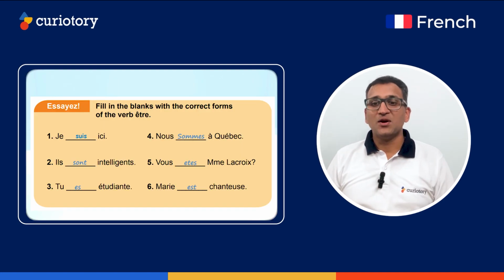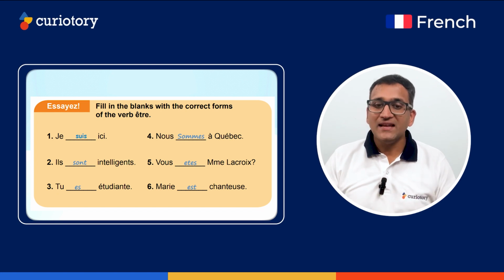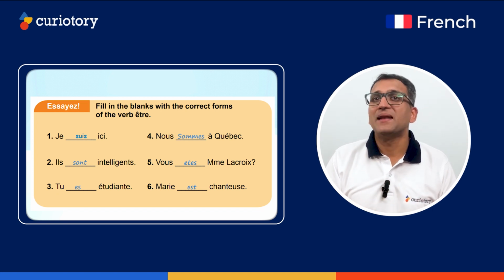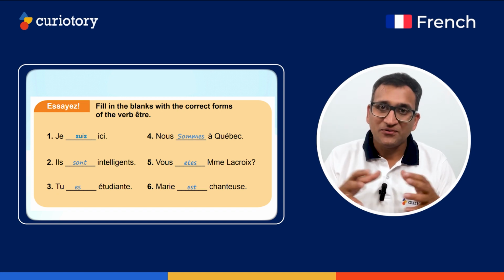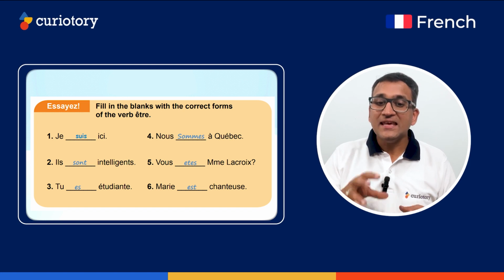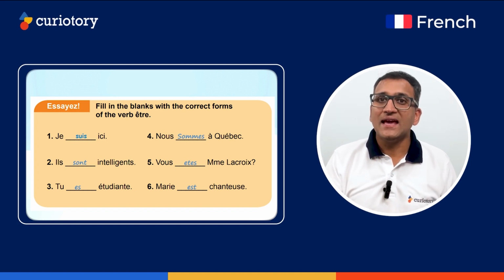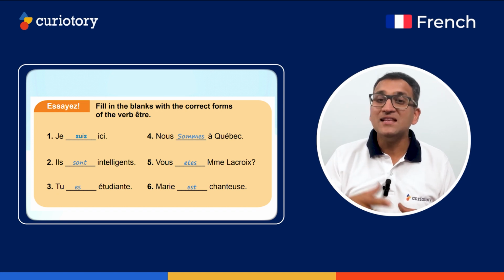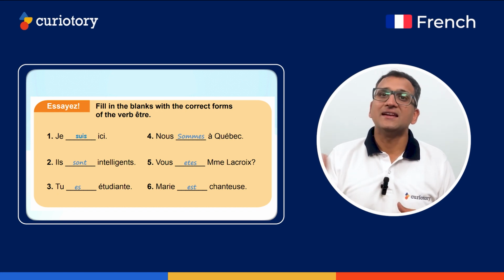Now let's look at one exercise for you. Let's fill up this exercise. So these are a few blanks. You need to fill these blanks using the verb être. So the first blank is "je suis ici," which means I am here. Another is ils. With ils plural, this is they are. So "ils sont intelligents." They are intelligent.